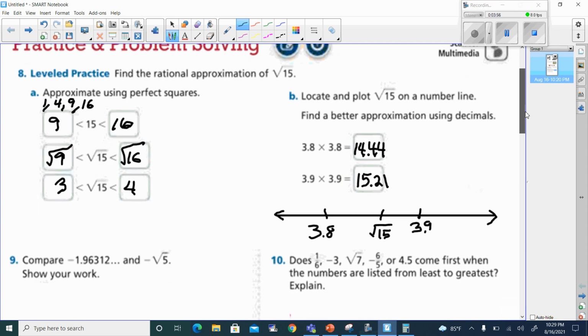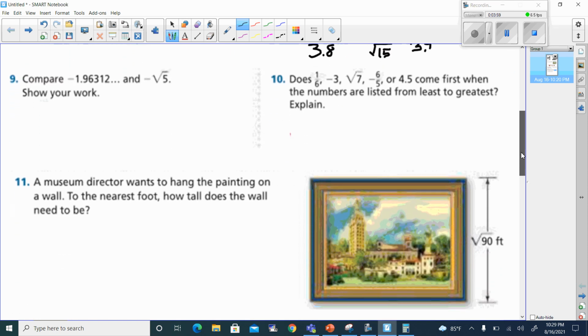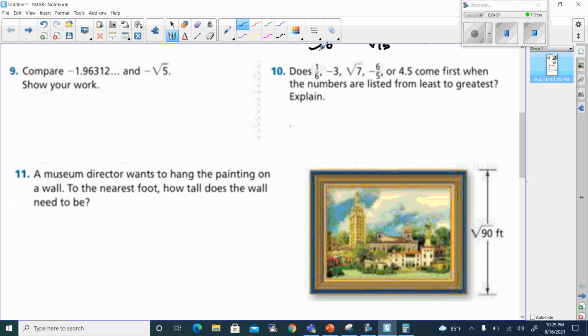All right, let's go ahead, number 9 is done, which means I've got number 10. Does 1/6, -3, the square root of 7, -6/5, or 4.5 come first when the numbers are listed from least to greatest? So we need the number that's going to be the least here. All right, so it's going to take a little work.